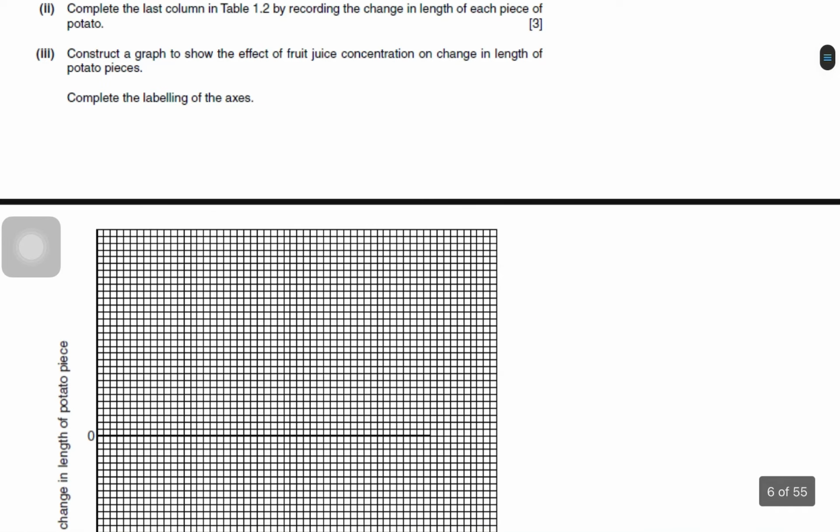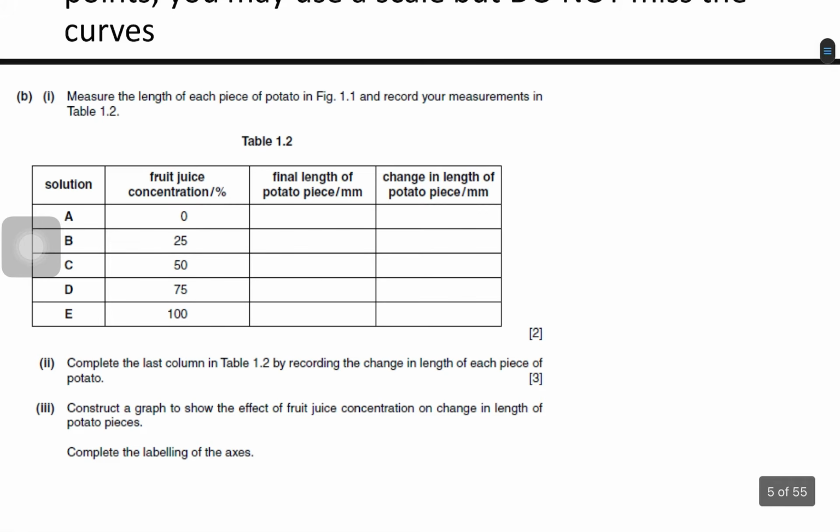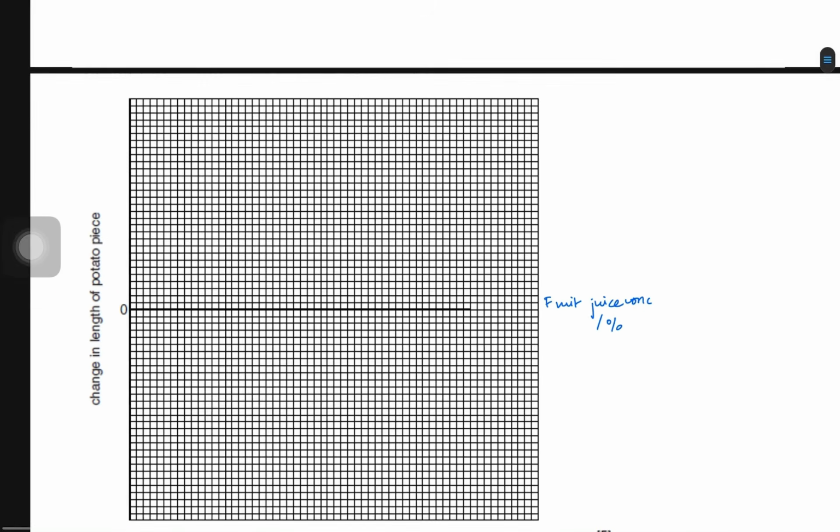Part 3 says, construct a graph to show the effect of fruit juice concentration on change in length. So here, you can see a graph is already drawn. On the y-axis, change in length of potato pieces is there. And on the x-axis, you will be putting the fruit juice concentration in the units of percentage. So you can do that also.